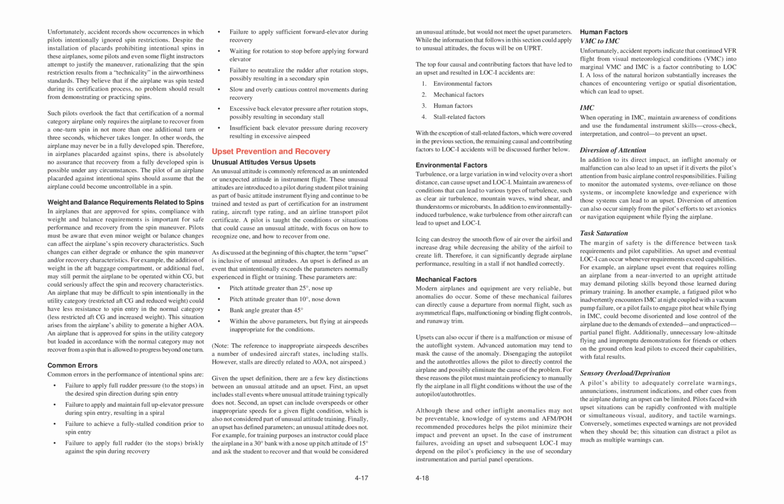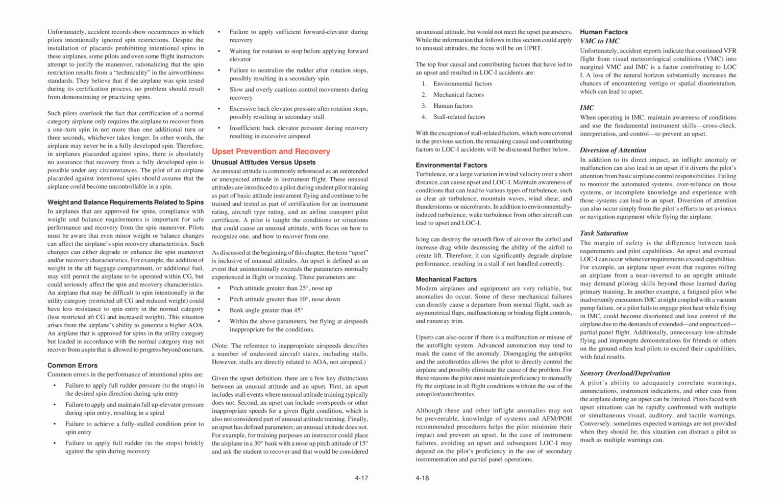Such pilots overlook the fact that certification of a normal category airplane only requires the airplane to recover from a one-turn spin in not more than one additional turn or 3 seconds, whichever takes longer. In other words, the airplane may never be in a fully developed spin. Therefore, in airplanes placarded against spins, there is absolutely no assurance that recovery from a fully developed spin is possible under any circumstances. The pilot of an airplane placarded against intentional spin should assume that the airplane could become uncontrollable in a spin.